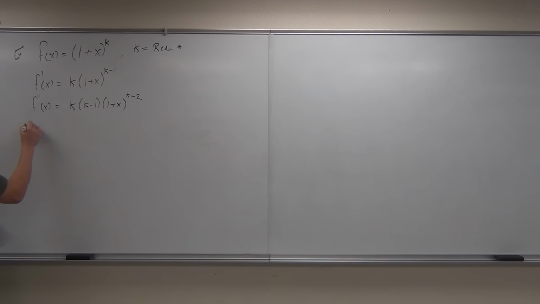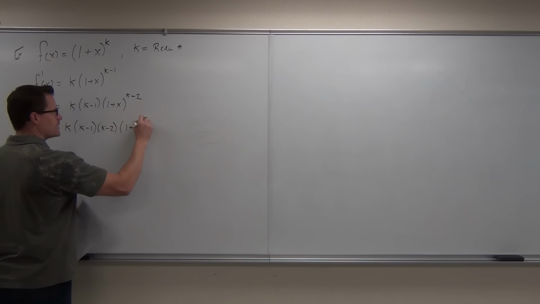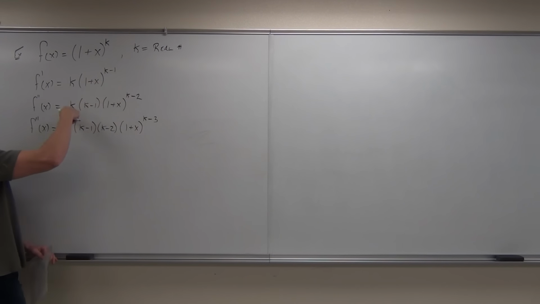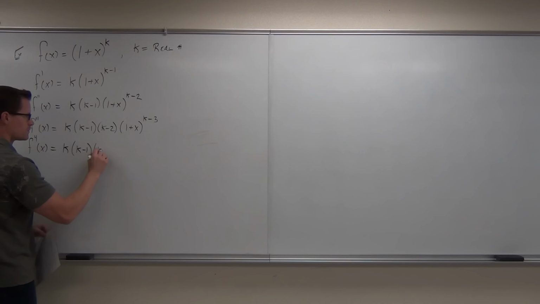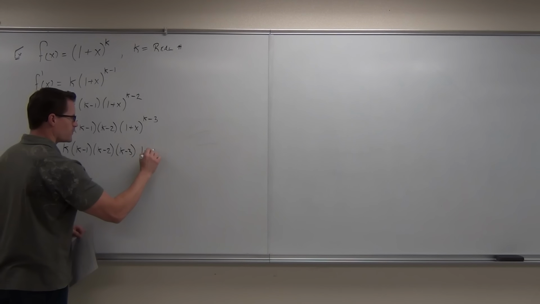Okay. The third derivative would give us k, and then k minus 1, and then k minus 2, and then it would be 1 plus x to the k minus 3. You still okay? Yeah. We're just doing a general power rule or a chain rule, whatever you want to call that. We'll do one more. A fourth derivative would be, tell me. k, k minus 1, k minus 2, k minus 3, 1 plus x to the k minus 4. Very good.